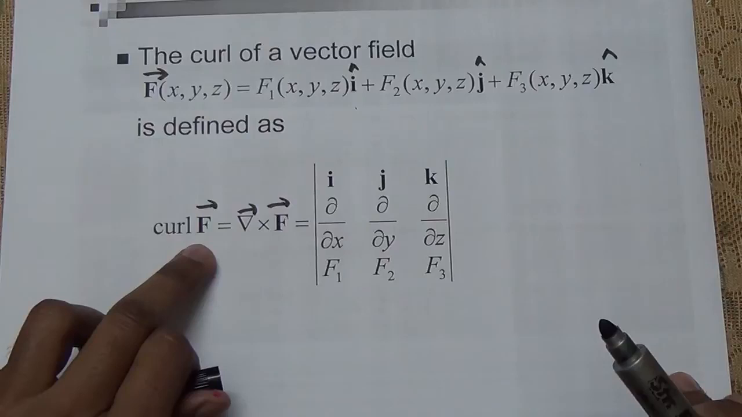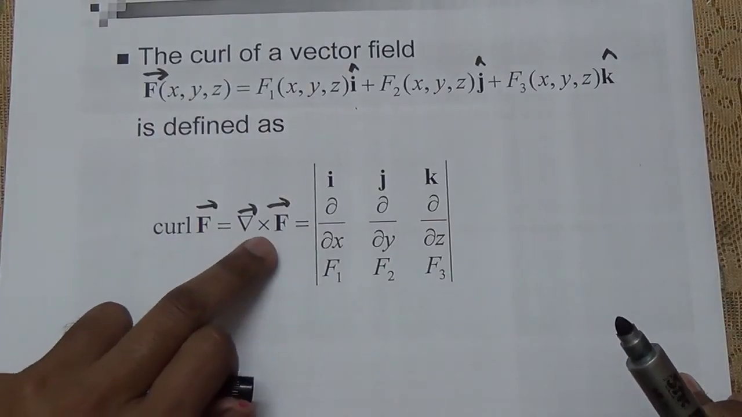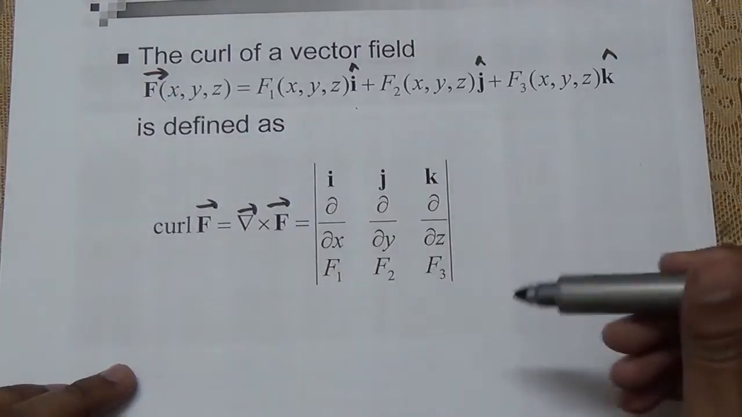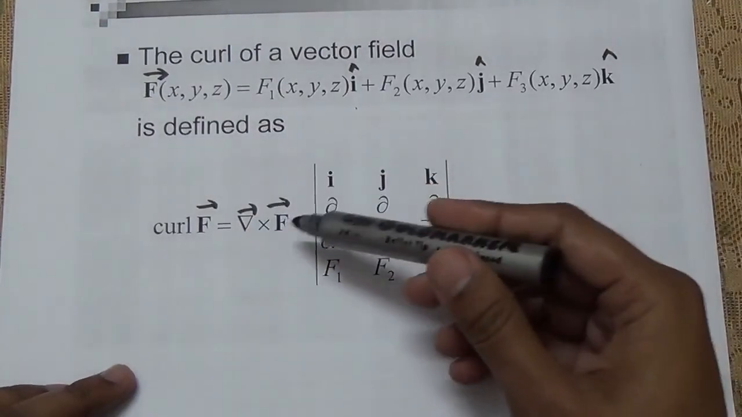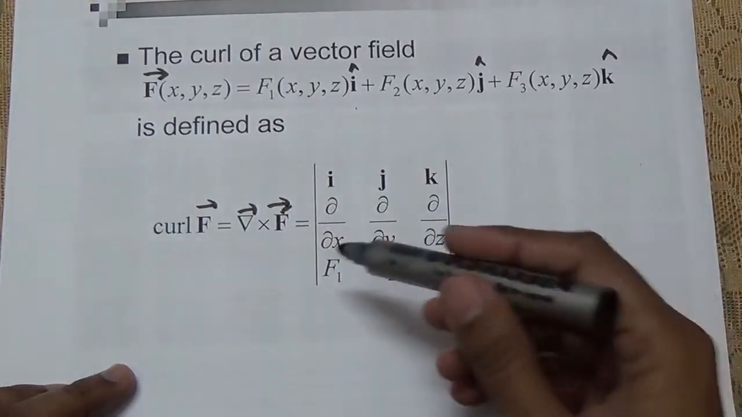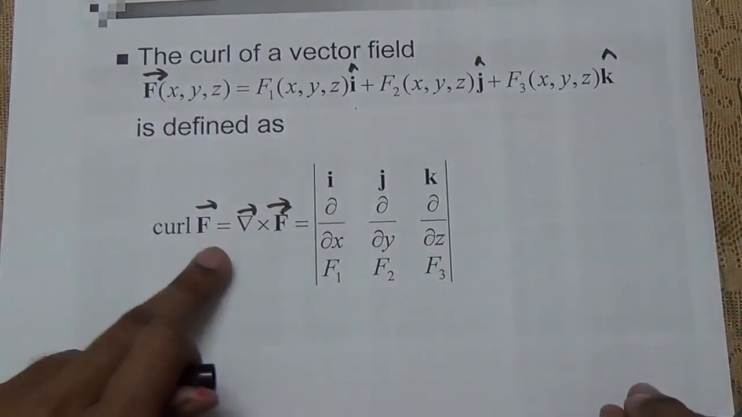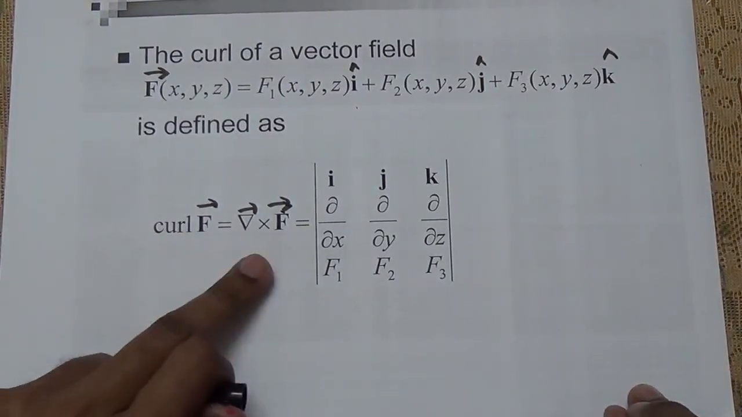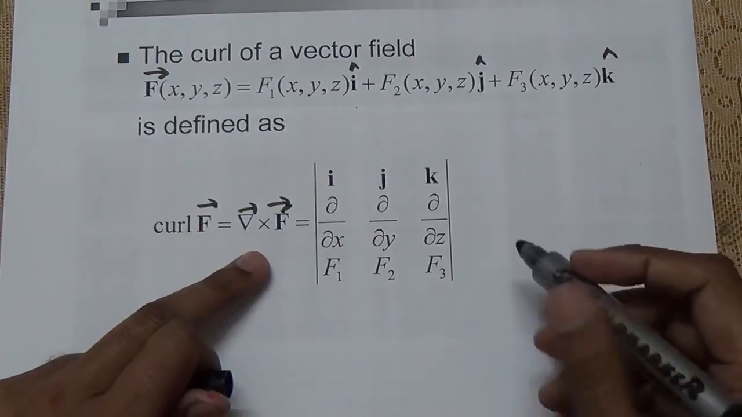So curl f is equal to del cross f. You have to use this arrow because in the paper I have already bolded it, but it is not appearing in proper form, so I am marking this arrow. So curl f is equal to del cross f. So how do we write this mathematical formula in a proper way?